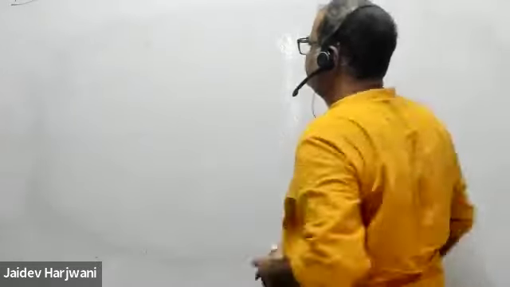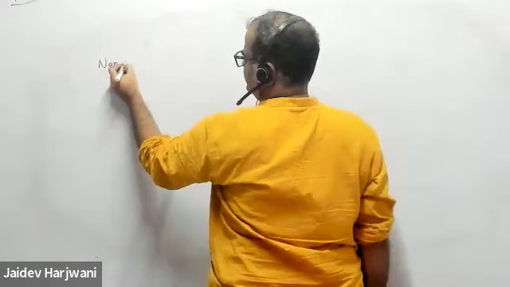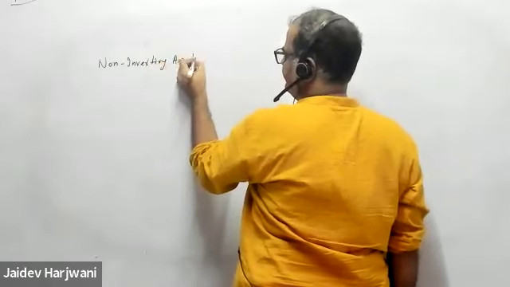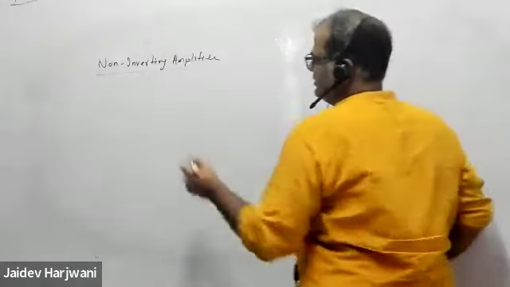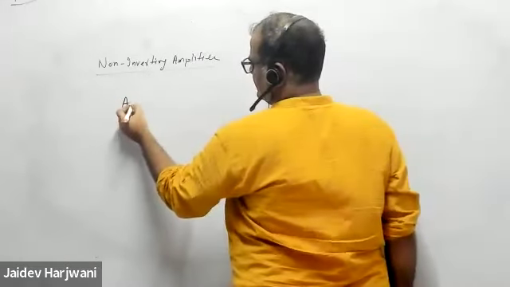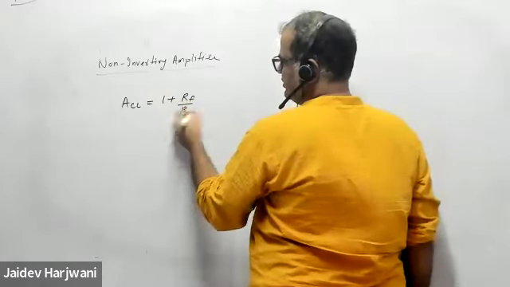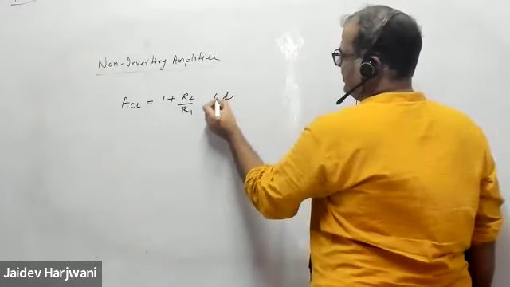So we were discussing inverting and non-inverting amplifier. And yesterday we have seen for non-inverting amplifier, what are the formulas for closed loop gain? So closed loop gain is given by 1 plus RF upon R1, for ideal op-amp, ideal case.